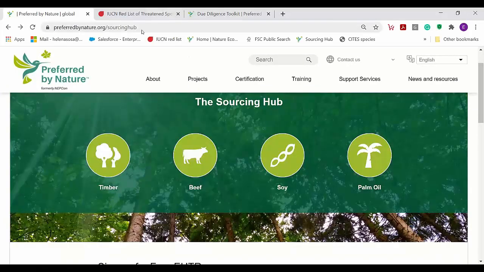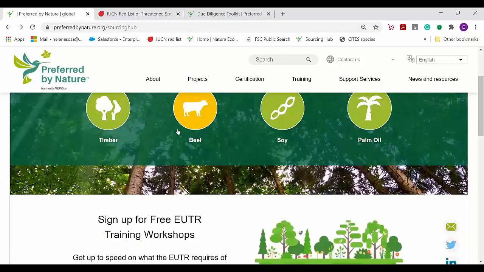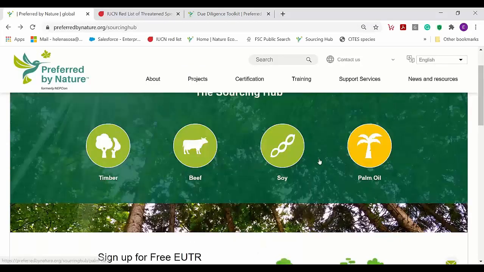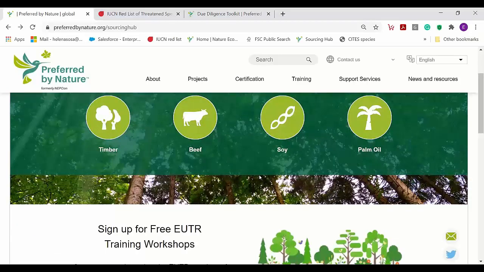So I am in the Sourcing Hub website, preparedbynature.org/sourcing hub. And we actually have risk assessment not just for timber. We're talking about due diligence of all of the main commodities that are related to forest degradation and deforestation. So right now we have risk assessments for timber, for beef, for soy, and for palm oil. There may be more coming in the future. Right now, let's focus on timber.